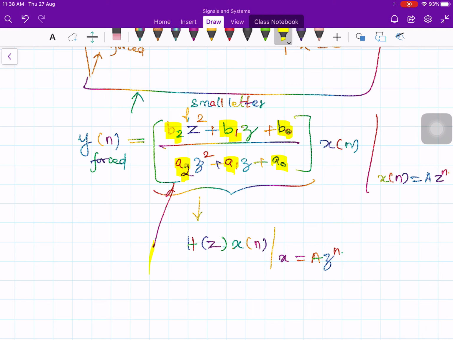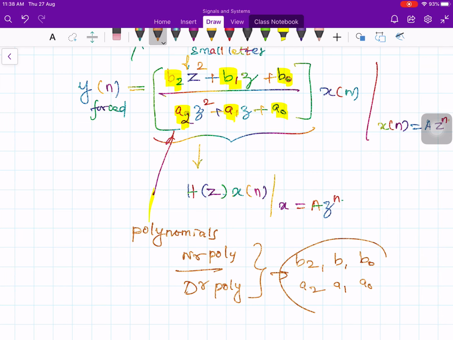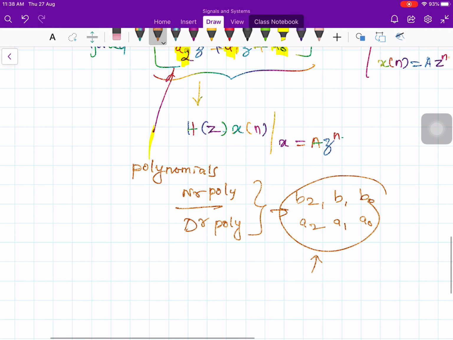So this polynomial is formed, the numerator polynomial and denominator polynomial, right. Both these polynomials are formed with the help of the coefficients b2, b1, b naught, a2, a1, a naught. And one can ask the question, who will give these coefficients? These coefficients are obtained from the system components. Okay, these are obtained from the system.